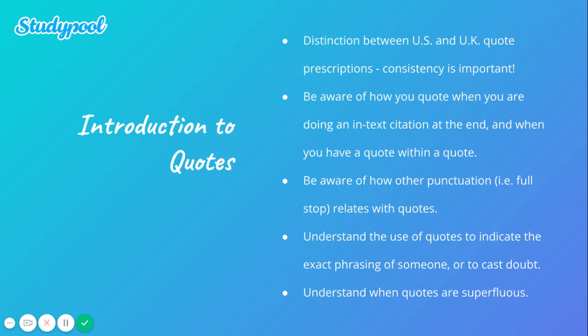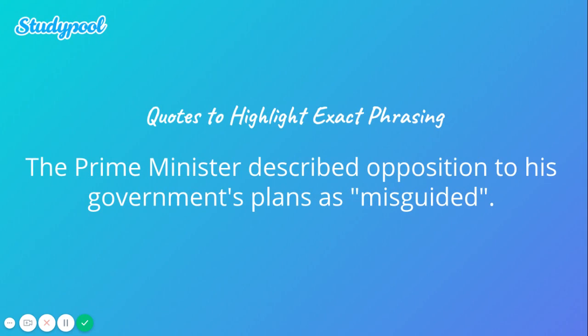Another important feature to be aware of are the subtle differences between British and American English. In British English, the generally accepted rule is that the punctuation marks go outside of the quote, unless it's part of the quote itself. Where in American English, it's common practice to include the punctuation marks within the quote, even if it's a partial sentence. So, let's move on to some examples.